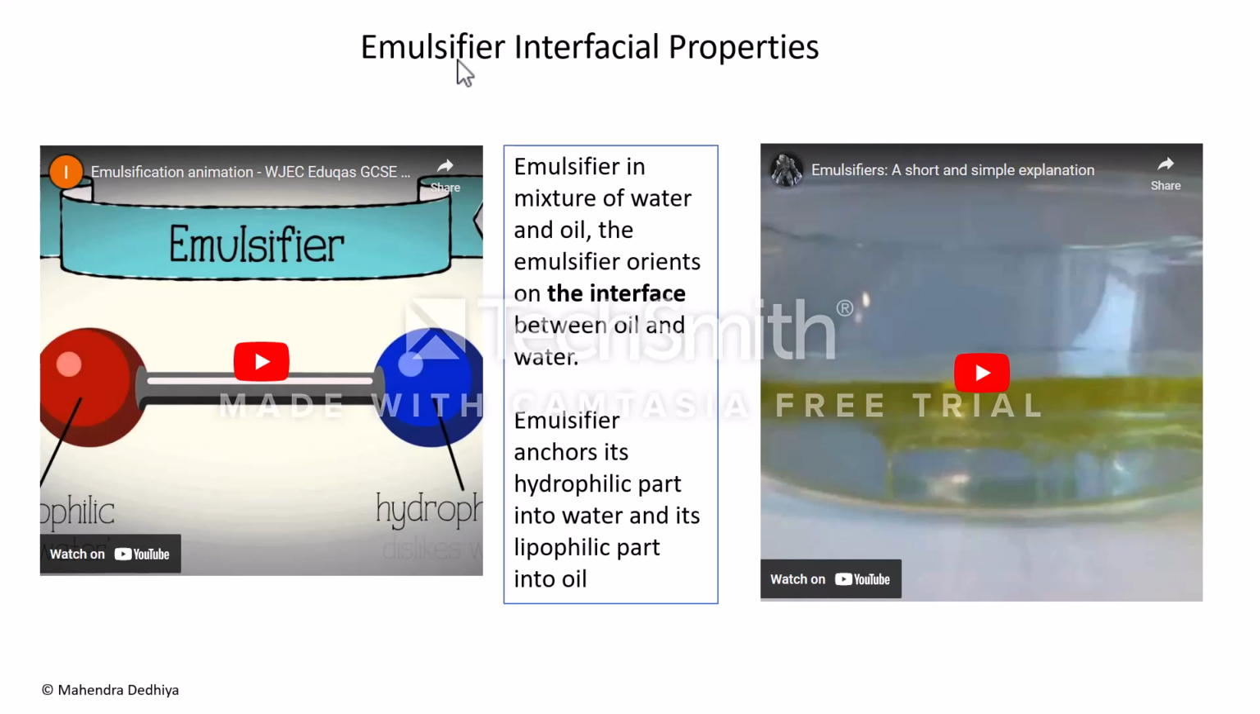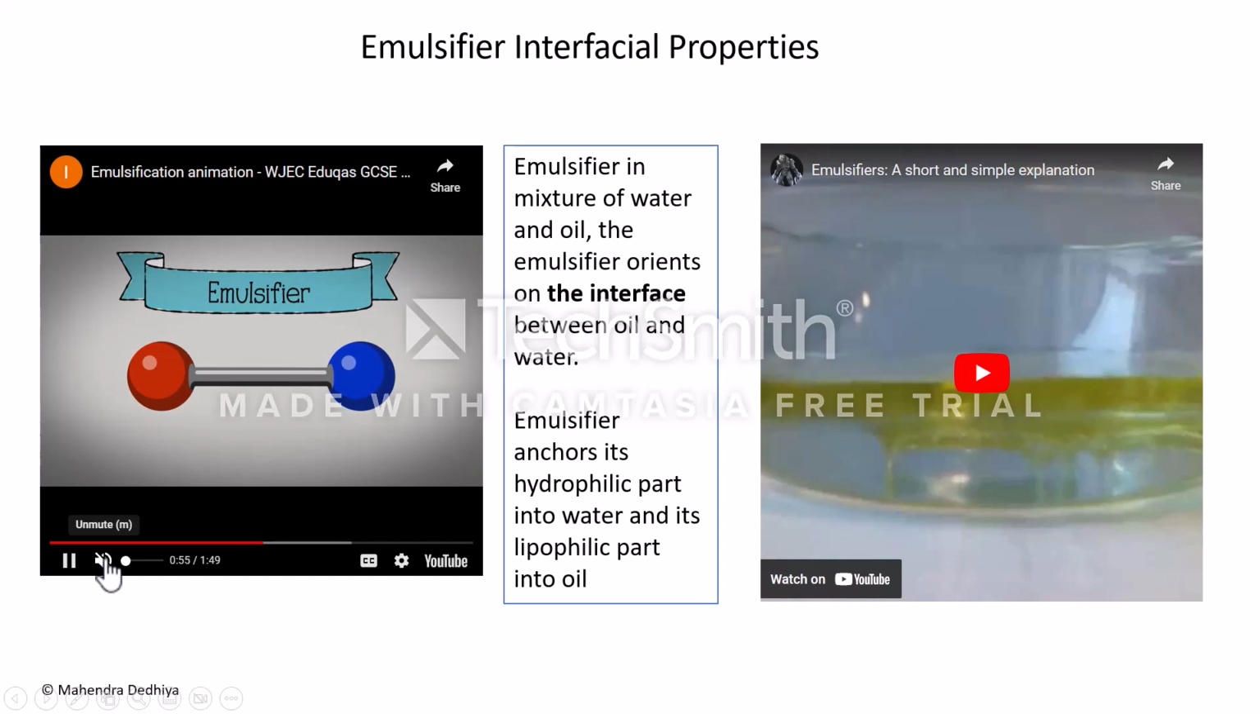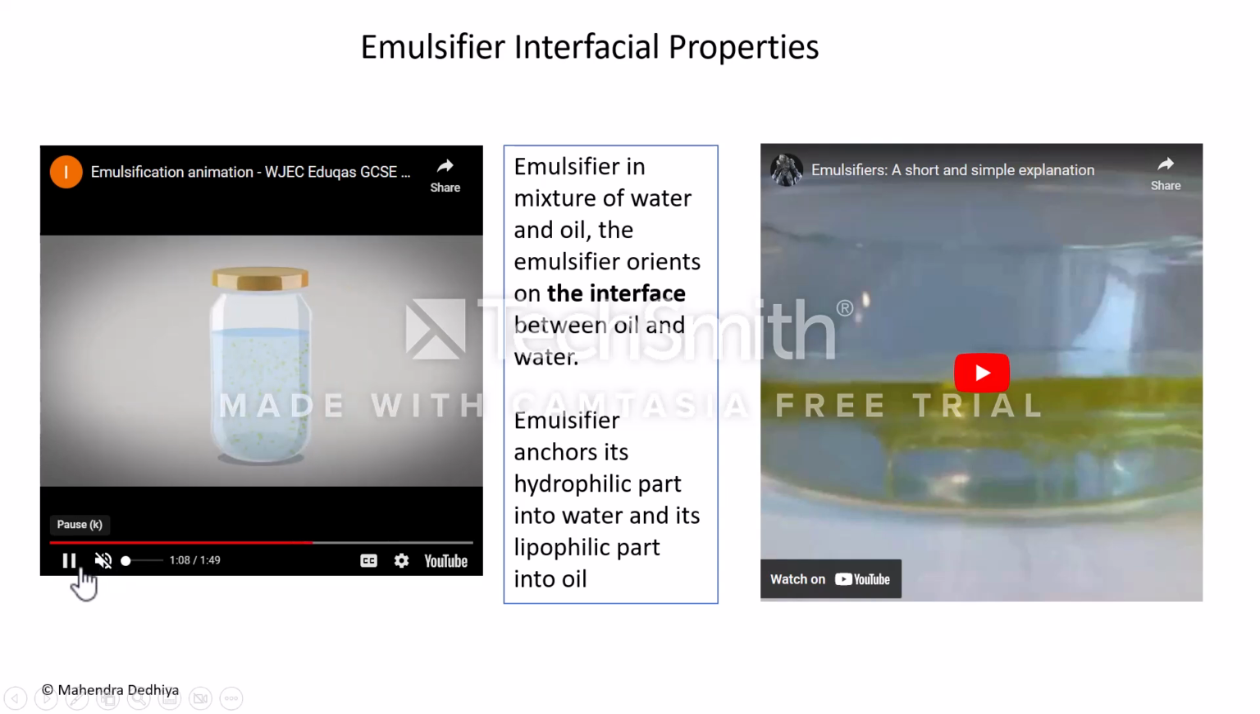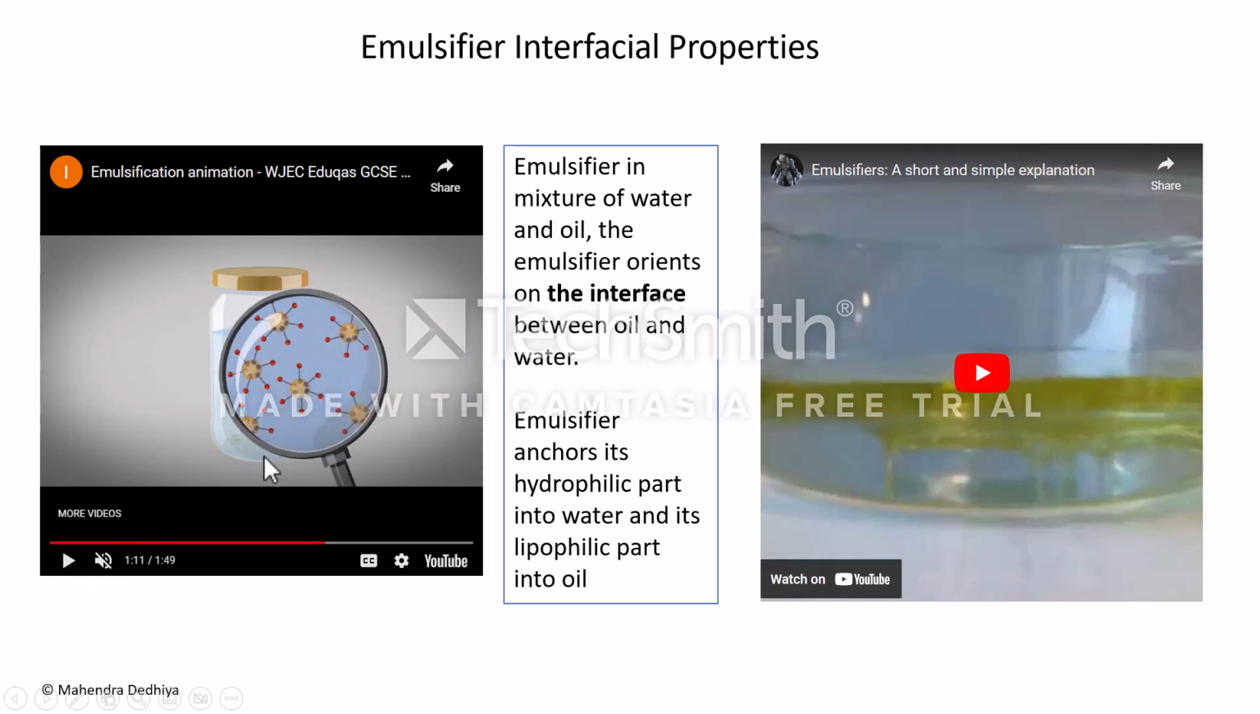Emulsifiers have interfacial properties, i.e. between the interface of water and oil. That's where they act. They're also called surfactants, and they reduce the surface tension of the oil-water interface. Let's look at a couple of simulations. Emulsifiers have two ends, hydrophilic and hydrophobic. Water-loving and water-disliking, or oil-loving. When we add emulsifier, what we see is emulsifier attaching at the interface of oil and water. In this case, it's oil droplets and water as a continuous phase.